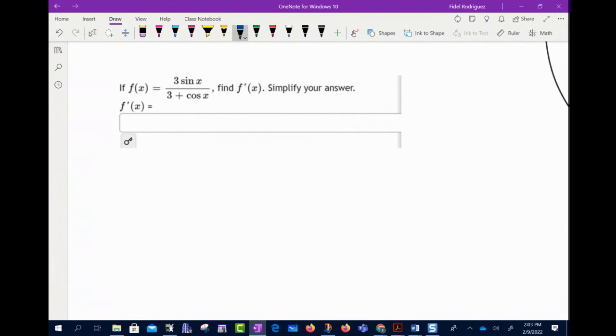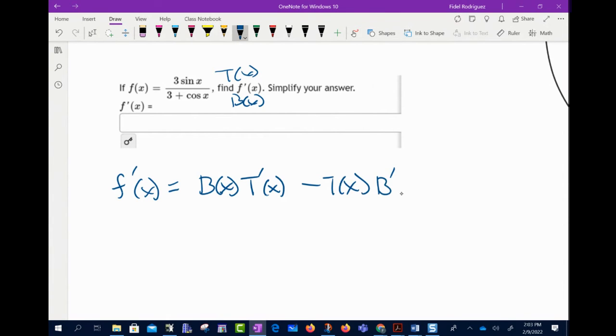Okay, let's try another one here. So let's take a look. F of x is equal to 3 sine x over 3 plus cosine x. We're going to find the derivative. Okay, remember, y'all, I'm going to do it like this. That's my top function. That's my bottom function. So when I find the derivative, it's the bottom times the derivative of the top minus the top times the derivative of the bottom, all divided by the bottom function squared.